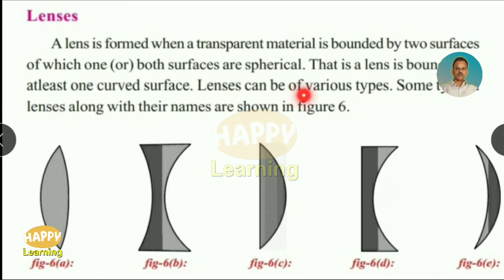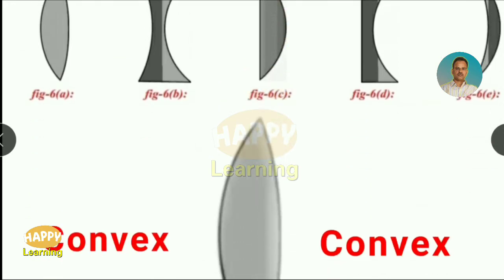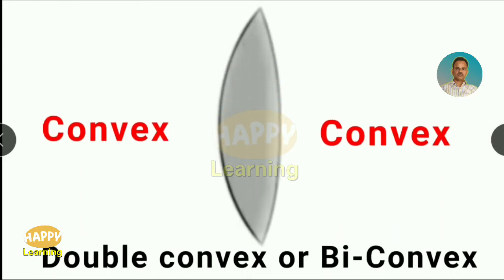Lenses can be of various types. Some typical lenses along with their names are given in the figures. Let us see. This is a convex surface. The face which is bulged out is called convex. And this is also a convex surface. One side convex, other side also convex. So it is called a double convex, or you can call it biconvex. Bi means two.